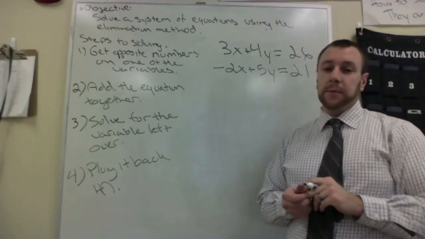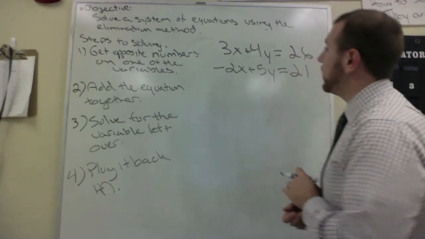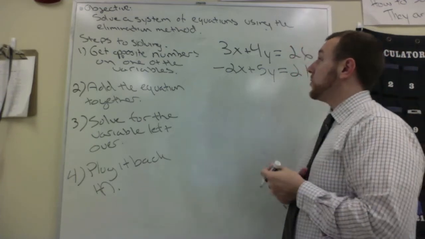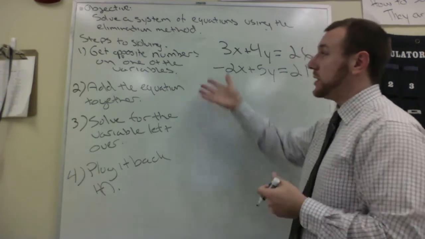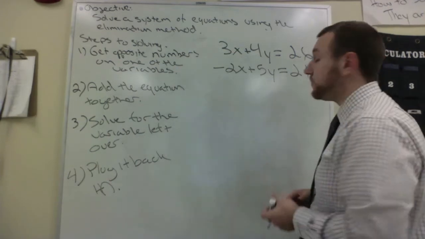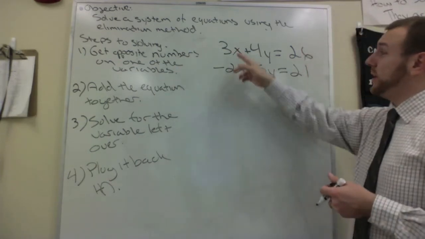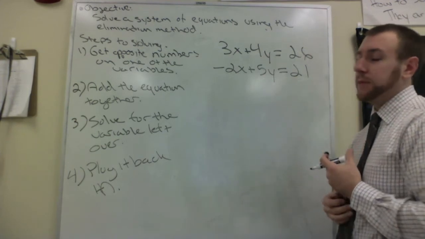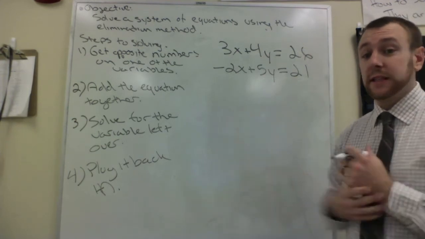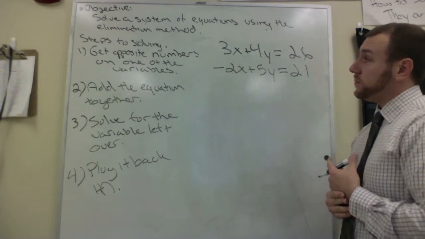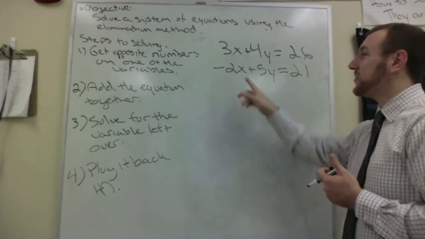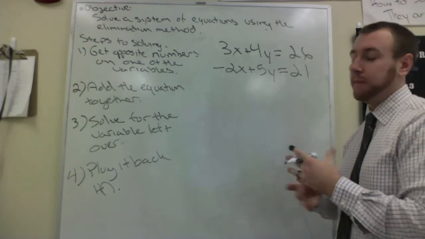So this is example 7, and it's getting harder and harder as we keep going through the examples. So again, my first step is always to get opposite numbers on one of the variables. 3 and 2, 4 and 5, there's no easy multiple there between any of them like the previous examples. But what I can do is, if I can multiply one equation, I can also multiply the other one. So I can multiply both.